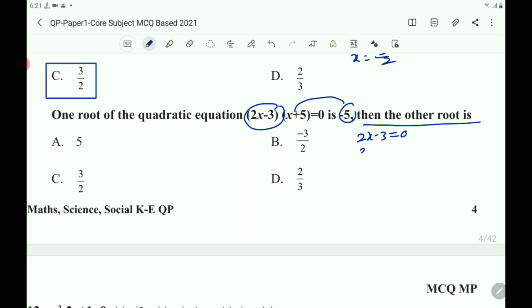Then solve for x. That is 2x equals 0 minus 3, 0 plus 3, it becomes x equals 3/2, by transferring 3 to the RHS. So you got the value x equals 3/2. Option C is the answer.